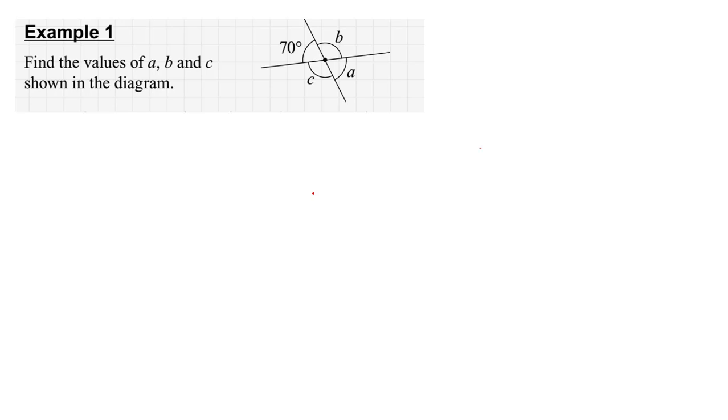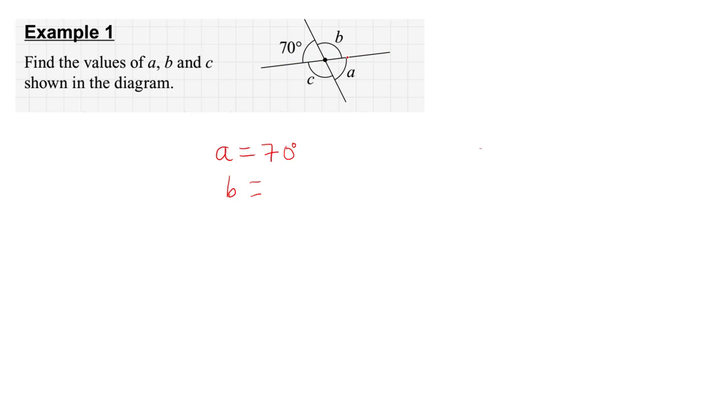Okay, hope you've tried it. So the first thing I'm going to do is to say that angle A is obviously going to be 70 degrees, because this angle A is opposite to that one. It's vertically opposite, so they're basically the same. Now, the next thing I'm going to need to do is to find what angle B is. With angle B, I can look at it differently. I can look at this other line here.